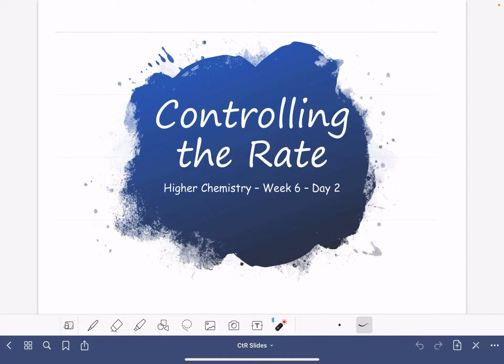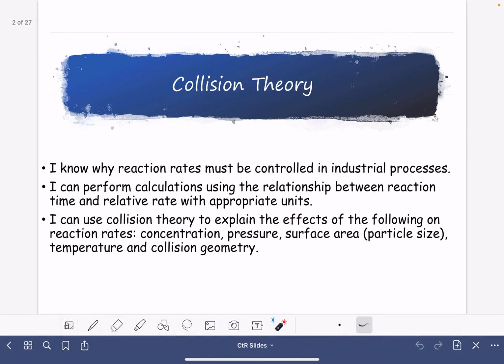We're going to work through the three topics for this section, so collision theory, reaction pathways, and kinetic energy distribution. We'll start with collision theory. So firstly, we're going to look at why reaction rates need to be controlled in industrial processes. Then we'll look at calculations using the relationship between reaction time and rate and think about what units we need.